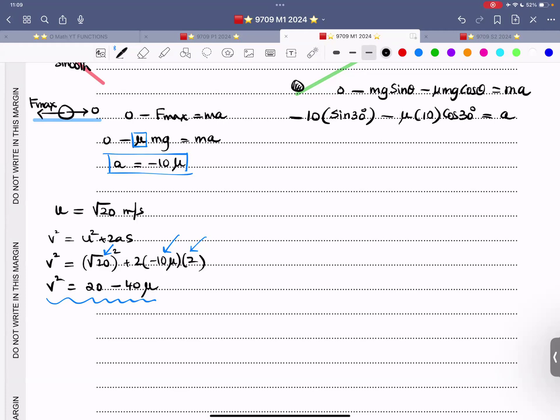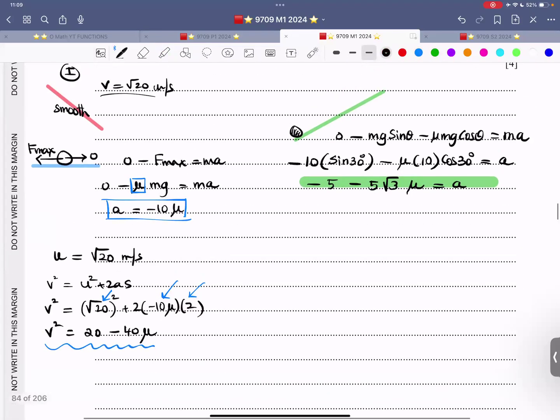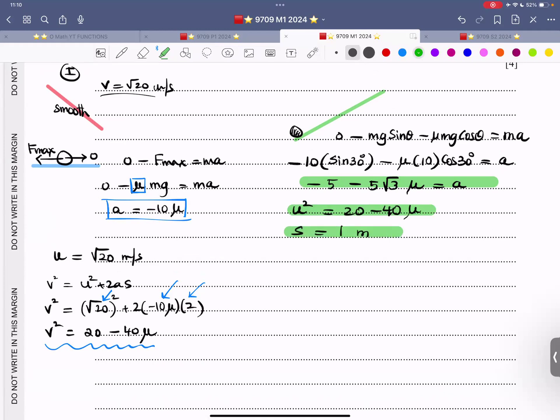Now I can work in the exact form. I think that would be really good. So therefore, this is minus 5, and this is 2, and this thing cancels out. Minus 5 root 3 mu, that is the acceleration. Let me highlight this thing. That is the acceleration that we have. Now it's moving up 1 meter. So u square is 20 minus 40 mu from the previous stage, and distance is 1 meter.